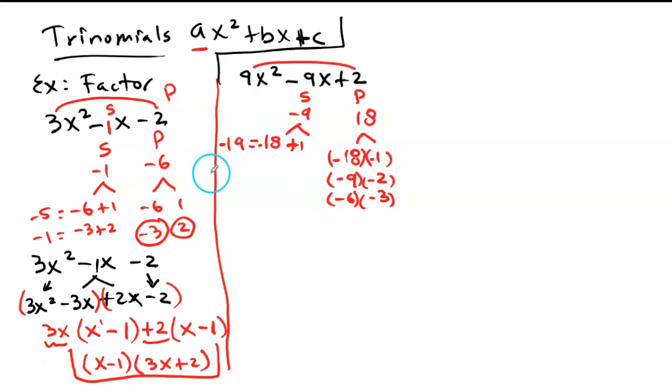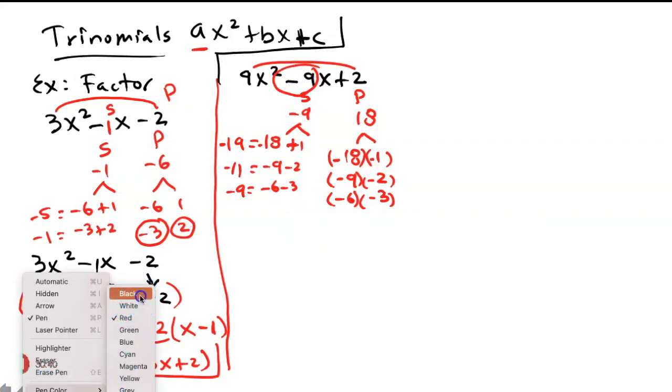All right, at least I have the sign. Let's keep going. -9 minus 2. -11. Nope. -6 minus 3. Oh yes, -9. And I got my number. What are my 2 values? -6 and -3. Here we go.